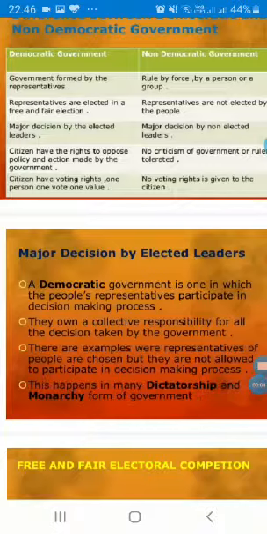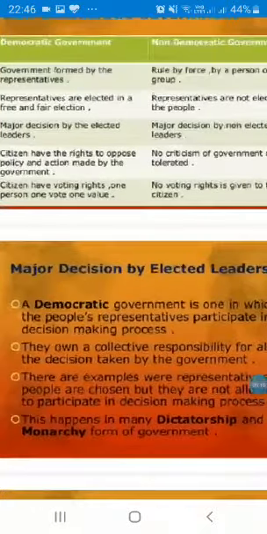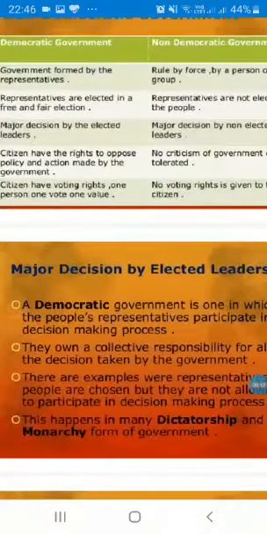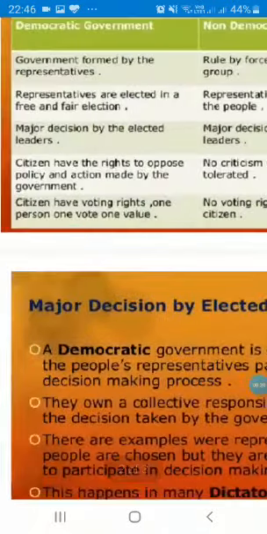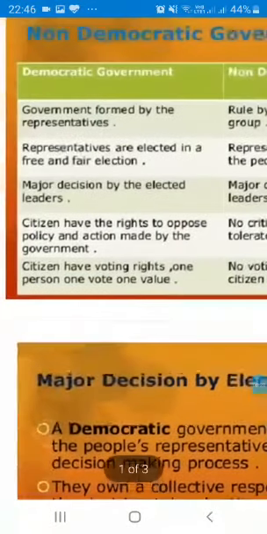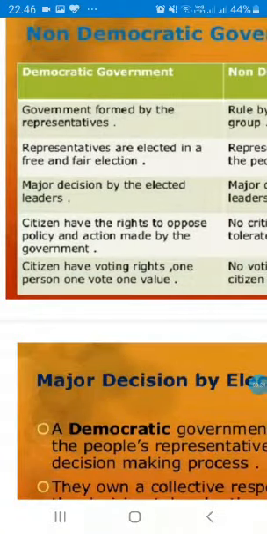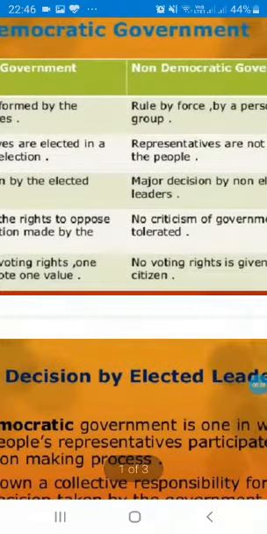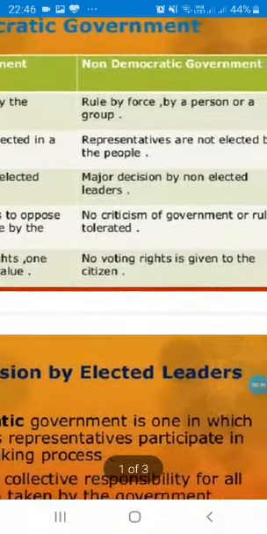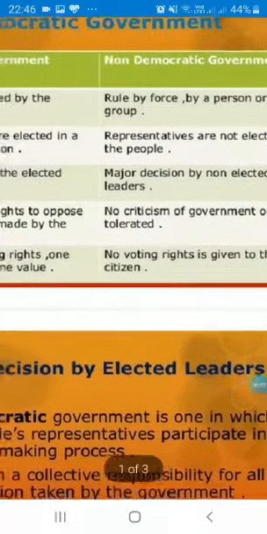In the previous video, we discussed what democracy is: its meaning, definition, and features of democracy. In this video, we will discuss democratic government and non-democratic government. A democratic government is formed by the representatives. A non-democratic government is ruled by force by a person or a group.